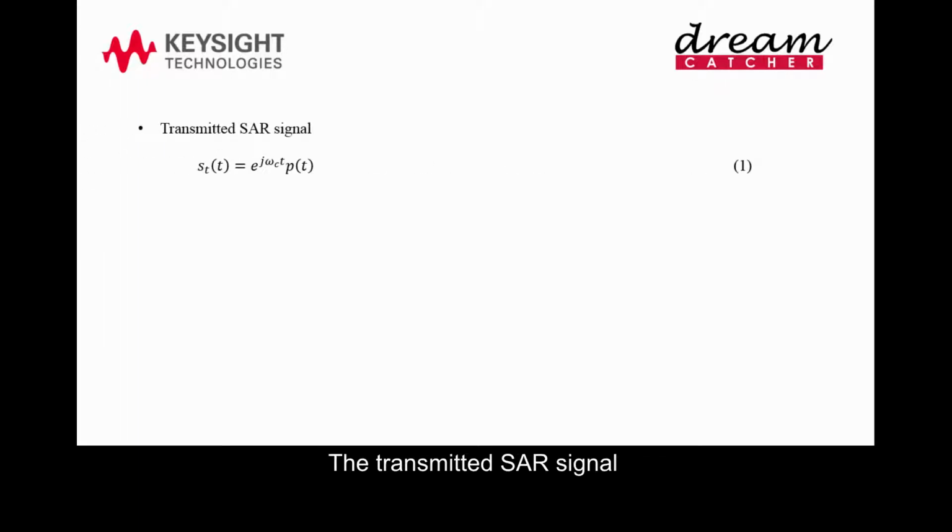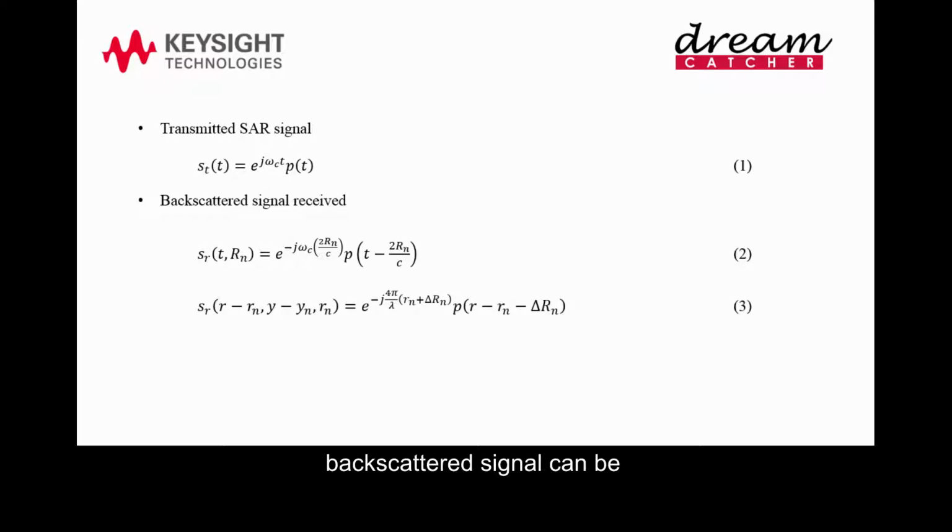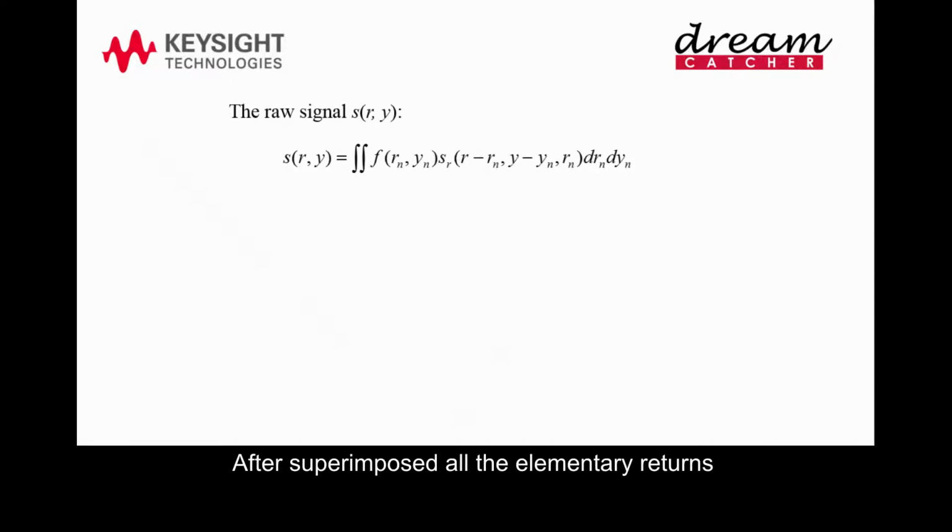The transmitted SAR signal can be expressed in equation 1. After demodulation, the backscattered signal received from a point scatterer, located at arbitrary coordinates, is given by equation 2. After transforming the time to the slant range domain, the backscattered signal can be rewritten as equation 3. After superimposing all the elementary returns from the illuminated surface, the raw signal equation can be expressed as the equation above.